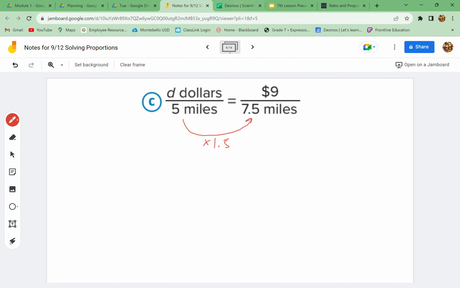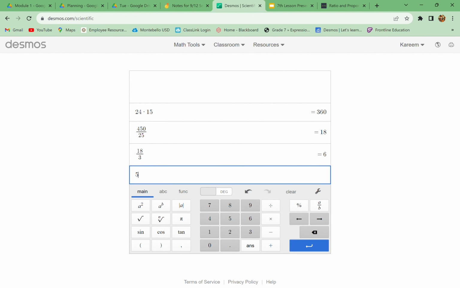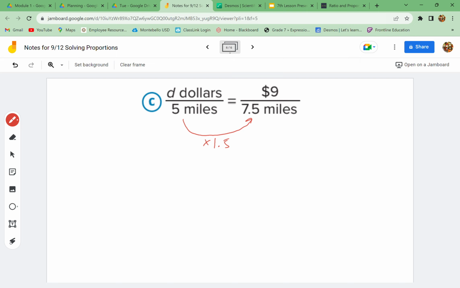Let's check. So we go here, hit enter. 5 times 1.5, just to play around with it. And look, I do get 7.5, which is kind of nice. So that means if I go this way, 5 times 1.5, I get that one. But here's the problem. I don't have anything here. So you're like, Mr. Mentor, what do we do? Well, let's go backwards. If I go this route, I have to multiply. So to go backwards, I have to divide by 1.5.